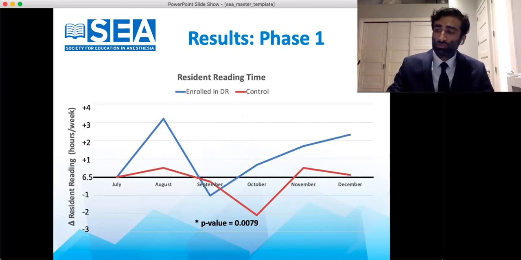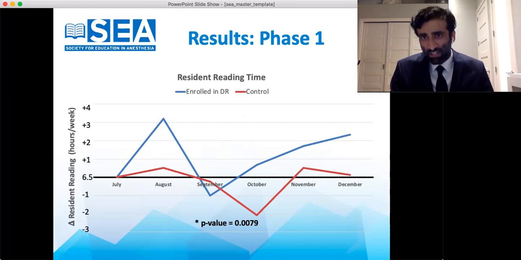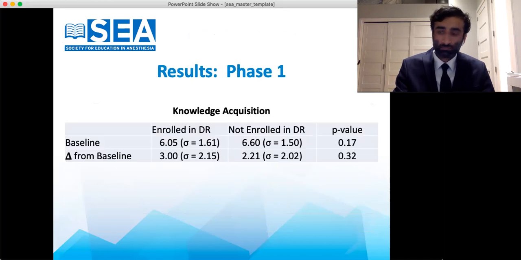So this shows the change in resident reading in this first phase. With July as a baseline, defined as the x-axis, the residents reported reading 6.5 hours per week. When the residents were enrolled in the directed reading program, their reading increased by 2 hours per week, shown on the blue line here. When they were not enrolled, the red line, their reading decreased by a half hour per week. This paired difference of 2.5 hours per week is statistically significant with a p-value of 0.0079.